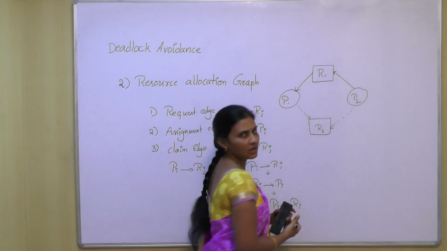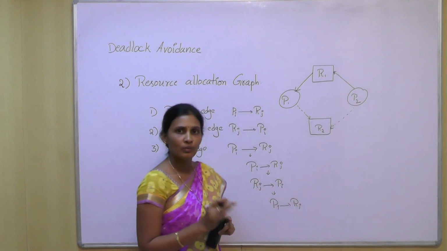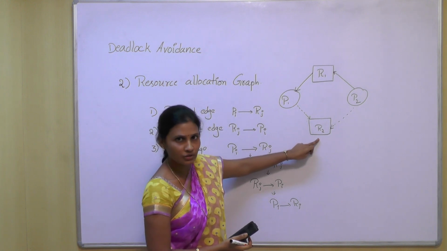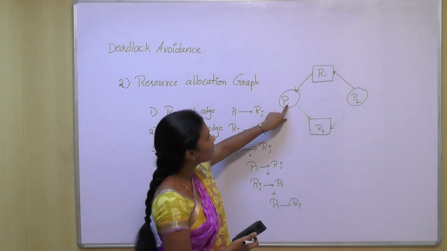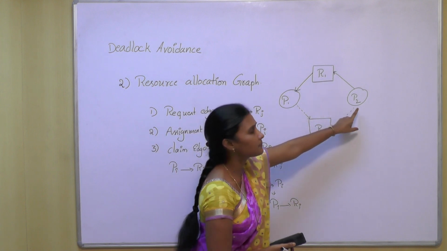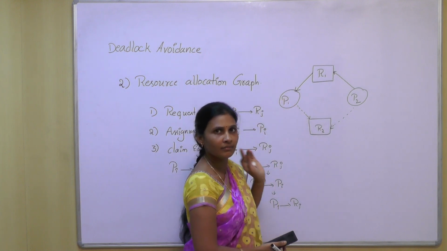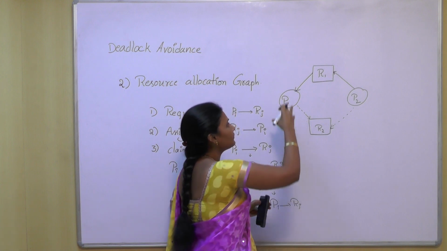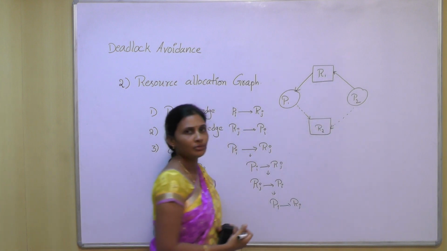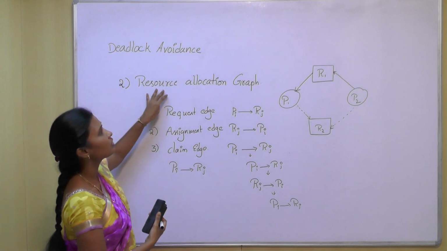If we consider the same example, suppose process P1 requests resource R2, but we cannot allocate resource R2 to process P2. Why? Because process P1 requested resource R2 and it also holds resource R1. If we assign resource R2 to process P2, it will not finish its execution. It will stay in the waiting state only. Until it finishes execution, it will not release resource R1 to P2. So it will lead to a deadlock state. This is all about the resource allocation graph.